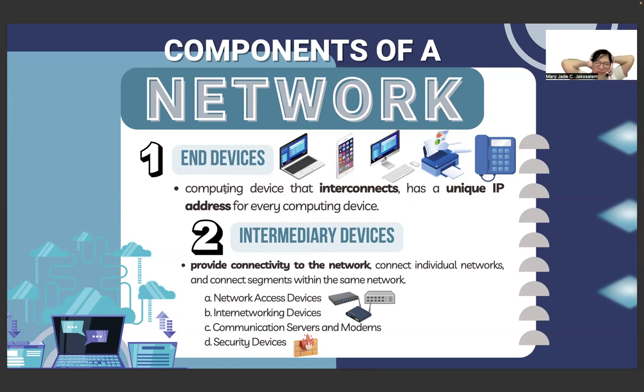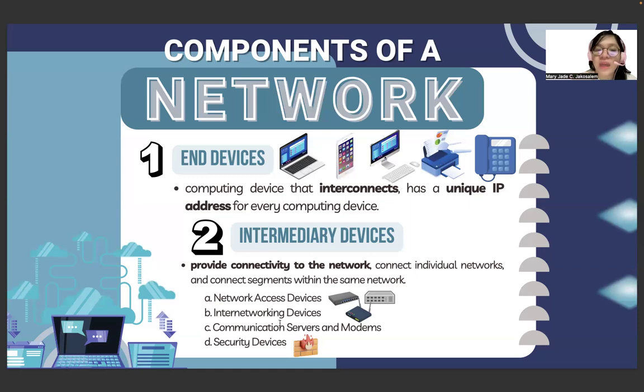Okay, so we actually have different types of intermediary devices. We have four. First, we have network access devices. So what are network access devices? They're basically electronic devices that automatically connect a user to a preferred network. So these devices enable you to connect to a network. Some examples of network access devices include switches and hubs.